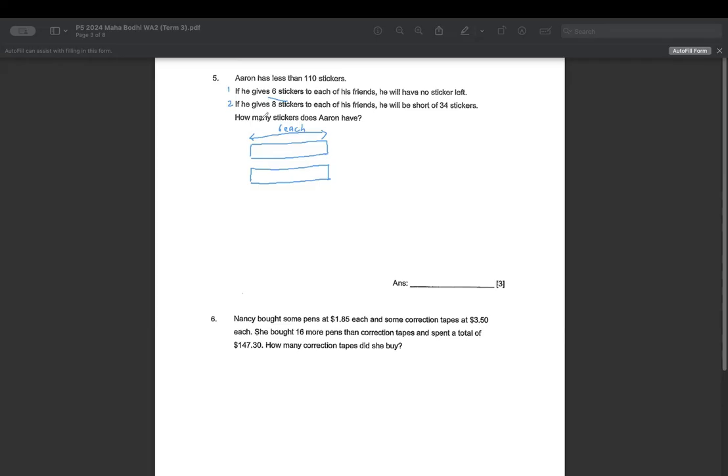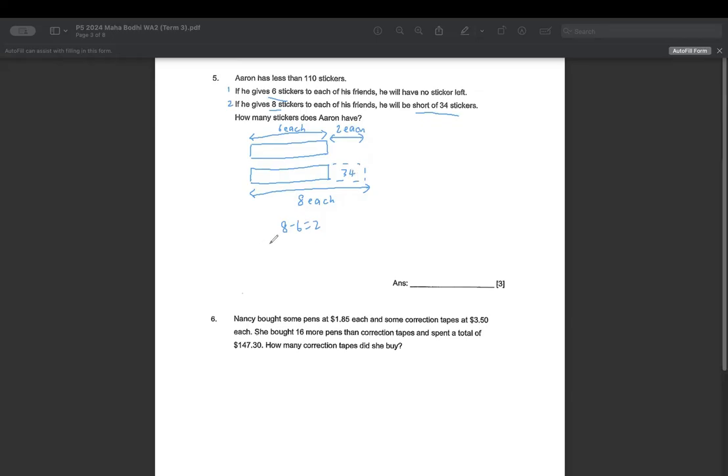Okay? The second scenario is if he gives 8 stickers to each friend, he'll be short of 34, meaning he needs another 34 more stickers. So I will add in another 34. And with this 34, he'll be able to give each friend 8 stickers. Okay, so you see this is 6 each and this is 8 each. Meaning here this 34 will actually account for 8 minus 6, which gives us 2 each. Alright, so I can write down here, this is 8 minus 6 will give us the 2 each. So if each friend has 2 each, he will need this 34.